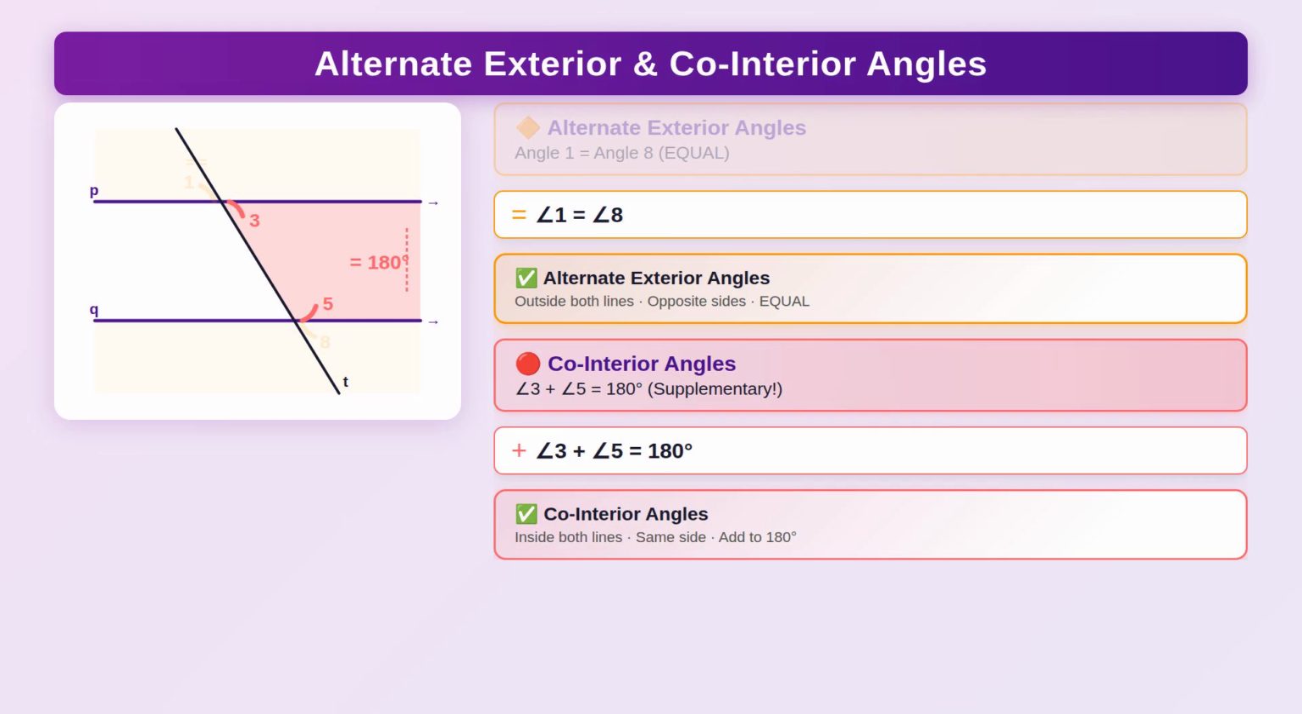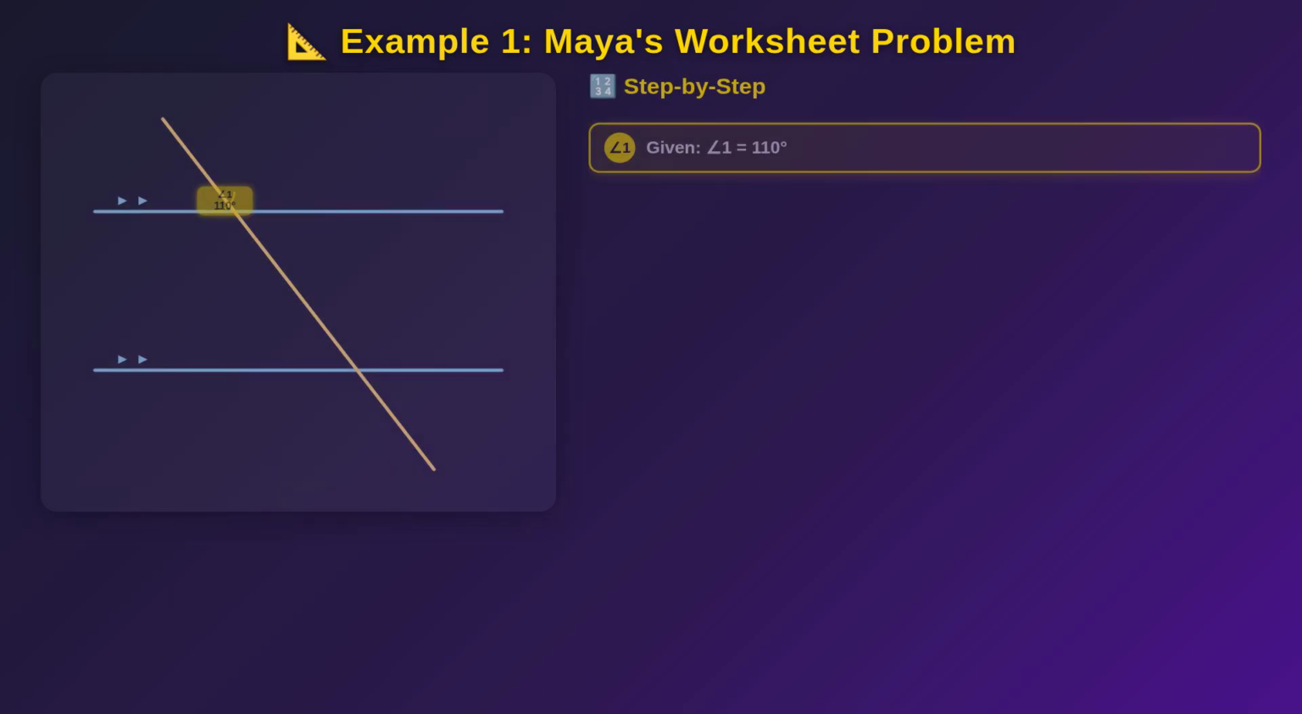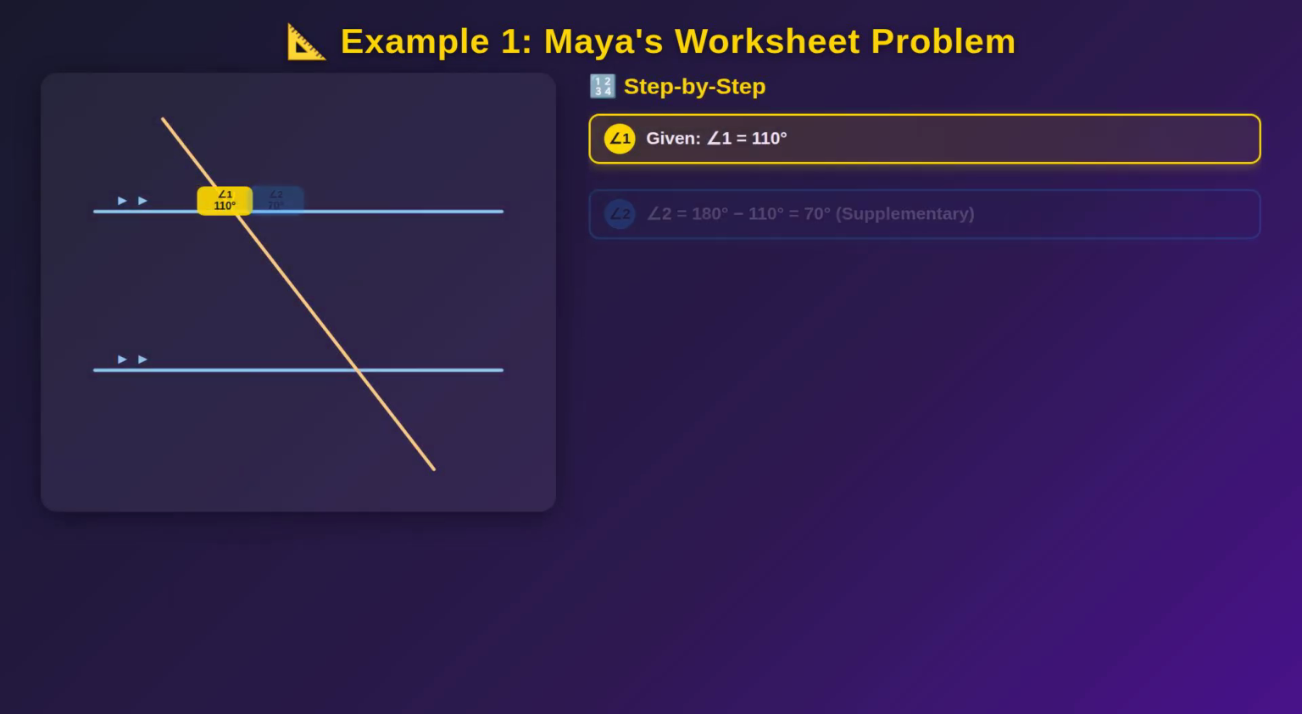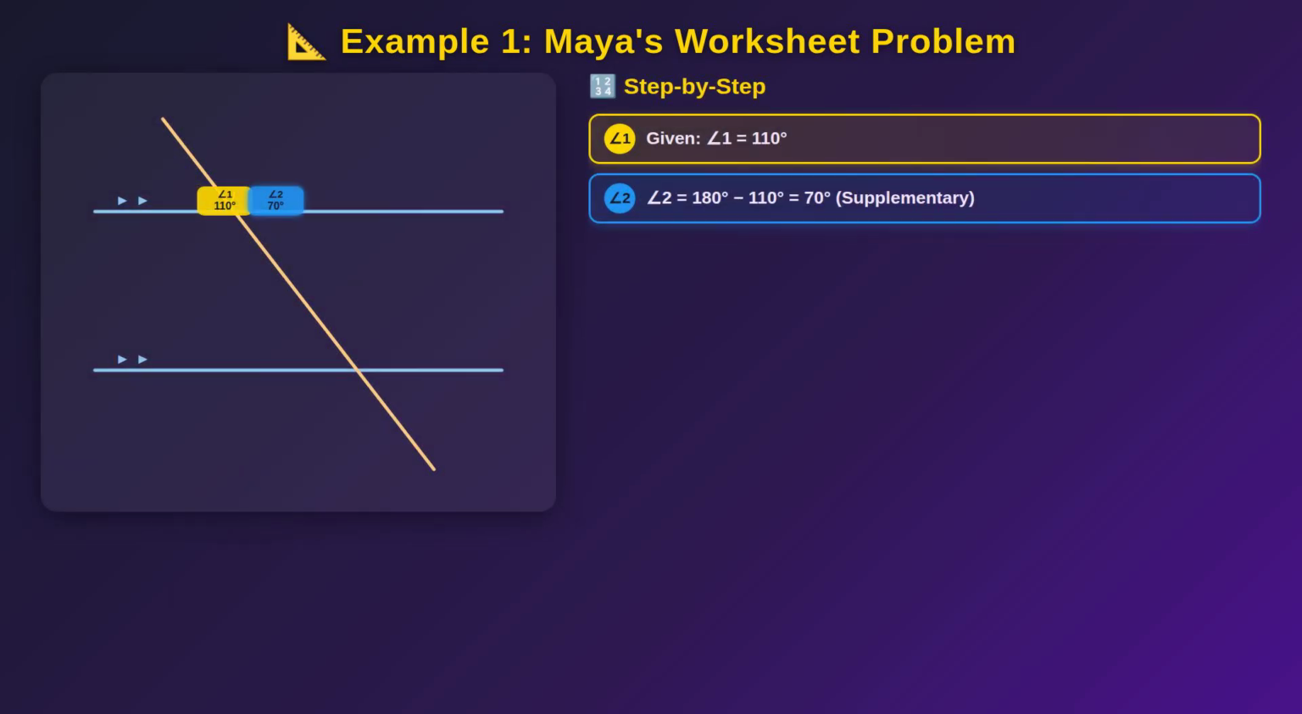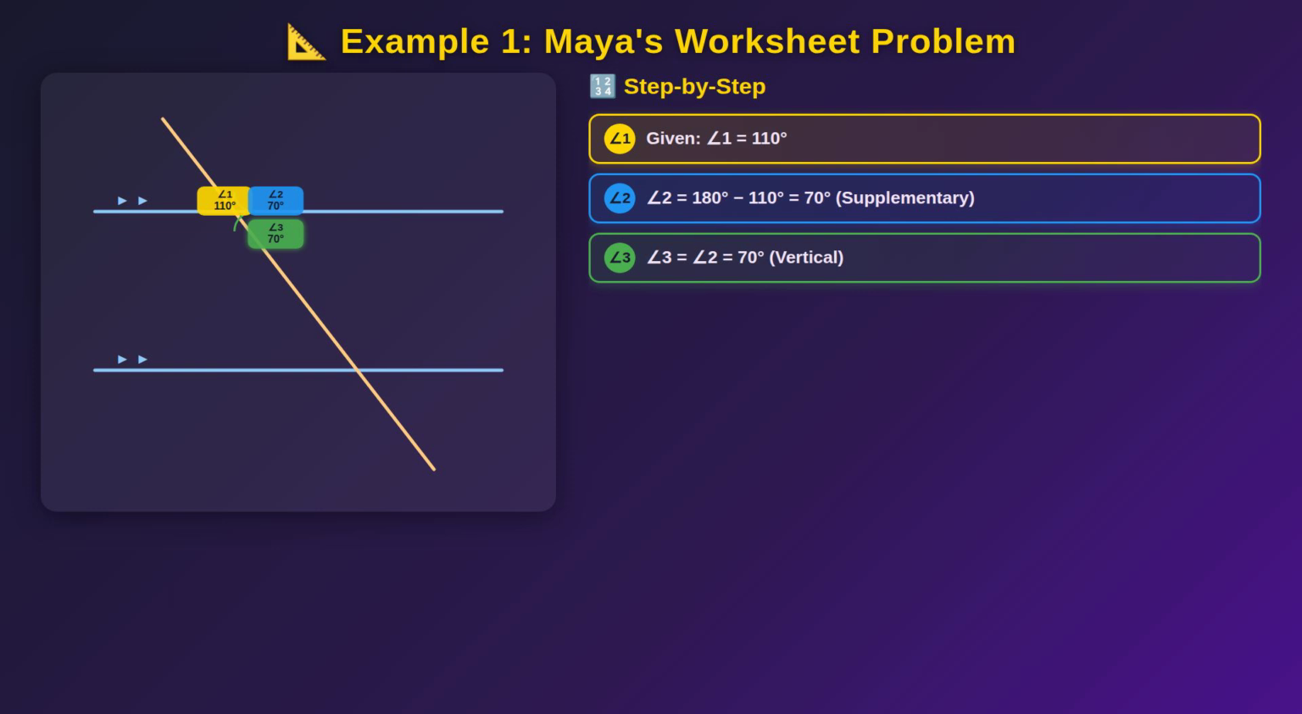They're supplementary partners. Let's solve Maya's actual worksheet problem. She's given that angle 1 equals 110 degrees. Let's find all 8 angles.